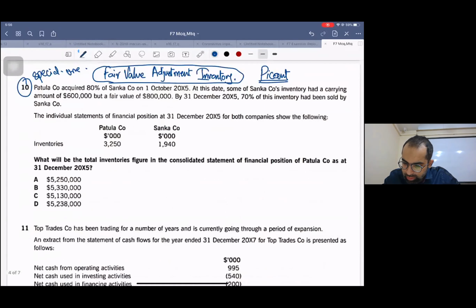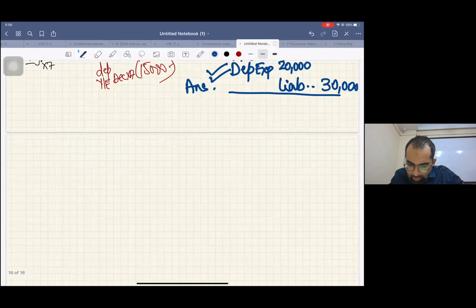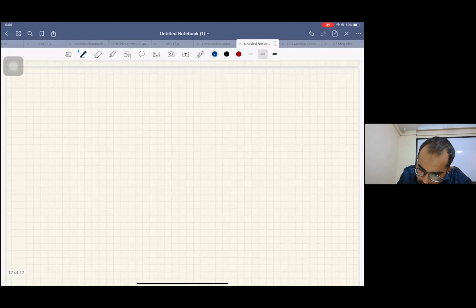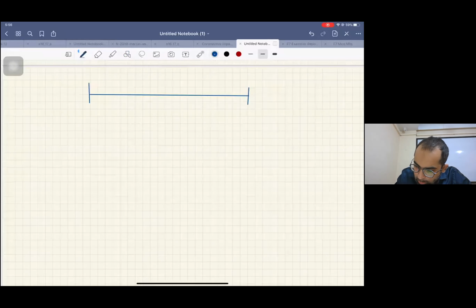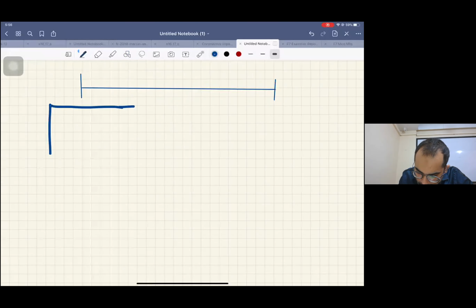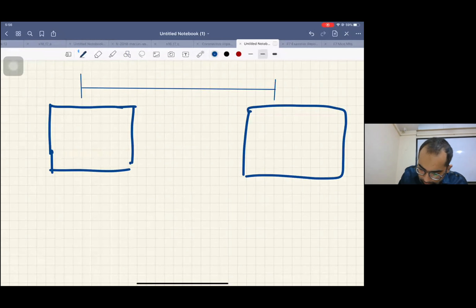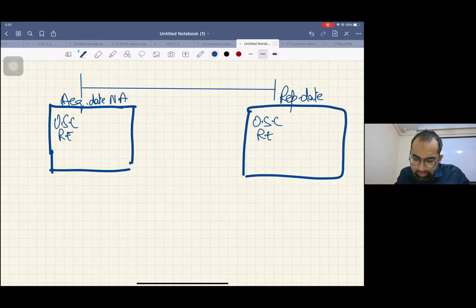Now wait, let me change the screen. You know, in an SOFP question, how do you do it? You make this packet. Remember this packet: acquisition date and reporting date packet. Listen. And this is your reporting date. Now be a smart learner. This is OSC, ordinary share capital, retained earnings. This is the normal thing. Share capital, retained earnings, you guys can do it.